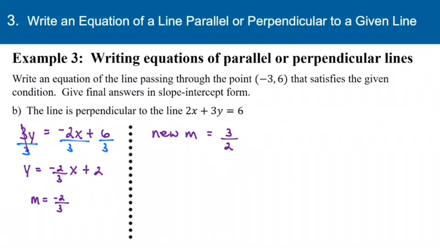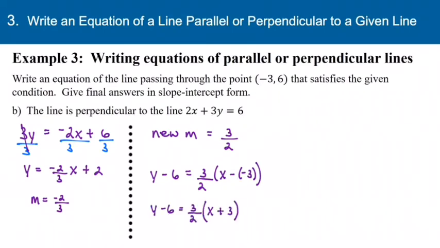And so now we're ready to plug into our point slope formula. y minus 6 equals our new slope times x minus negative 3. Again, minus negative changes to plus. And in order to get this into slope-intercept form, we'll have to distribute the 3/2.